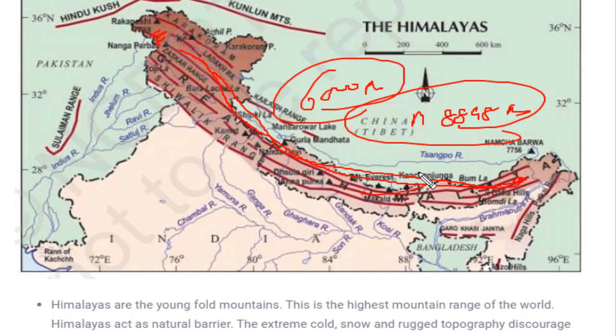Where does this Mount Everest lie? It is over here. And there is another mountain, Kanchenjunga. This is also a very significant mountain because it is the highest mountain peak of India. Since Mount Everest does not lie only in India, but some part lies in Nepal also, it can't be called the highest mountain peak of India. But Kanchenjunga mountain lies entirely in the Indian subcontinent. That's why it is called the highest mountain peak of India.